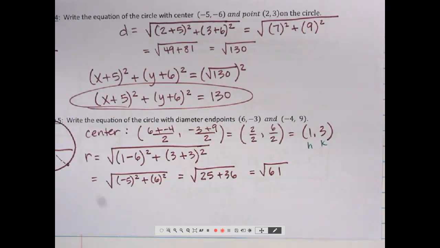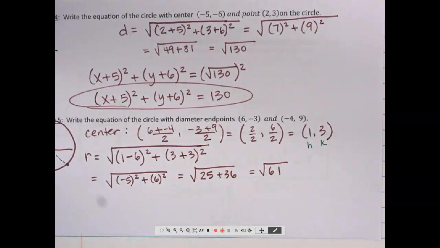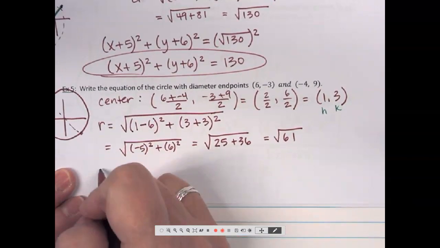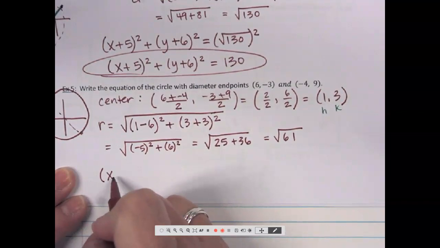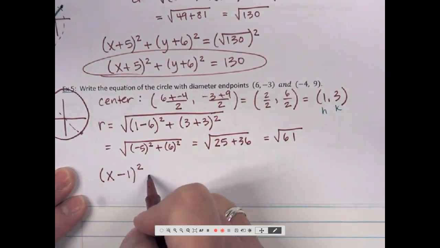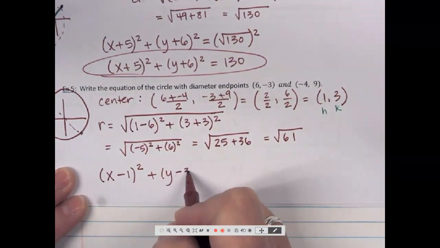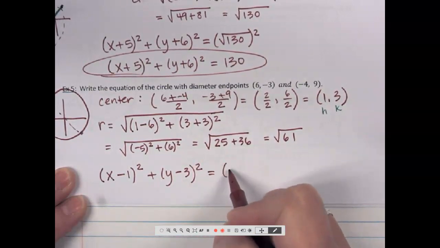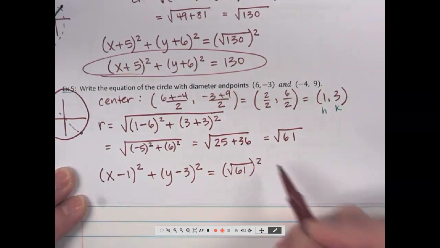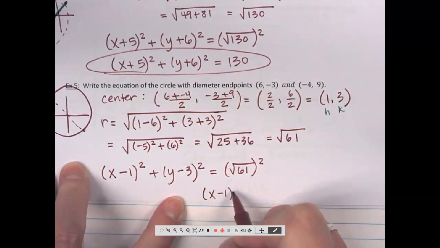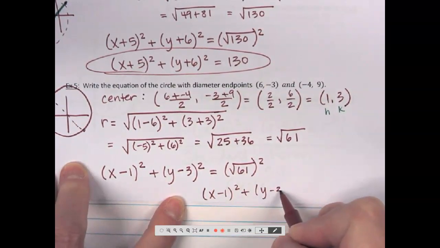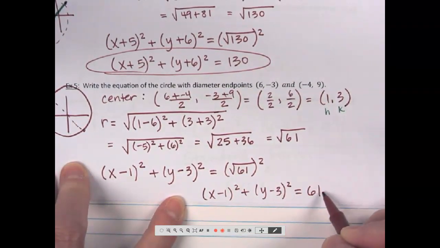And it doesn't even matter if it can be simplified, because what am I going to do with this radius? I'm going to square it, so it's just going to get rid of the square root. So let's just leave it, not even worry about it. Okay, so now I have my center point and my radius. I can finally write the equation x minus 1 squared plus y minus 3 squared equals square root 61 squared, which of course becomes x minus 1 squared plus y minus 3 squared equals 61.